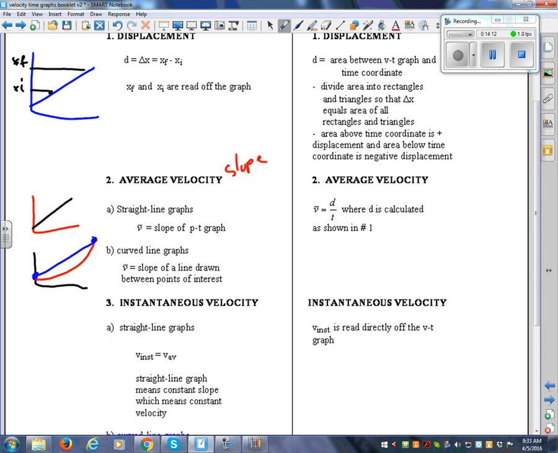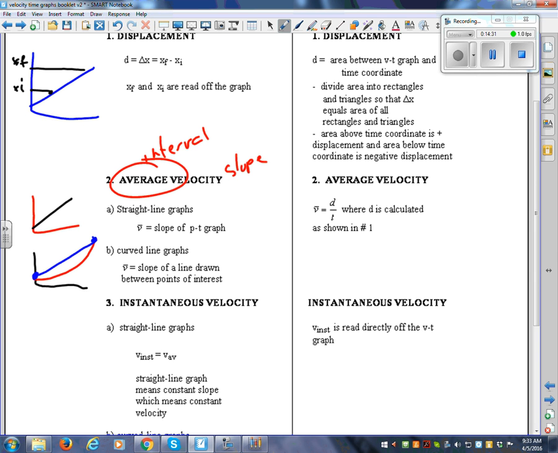So if it's a straight line, you find the slope. If it's a curved line, you draw the line between the points that you want and find the slope. Average velocity implies over an interval, right?